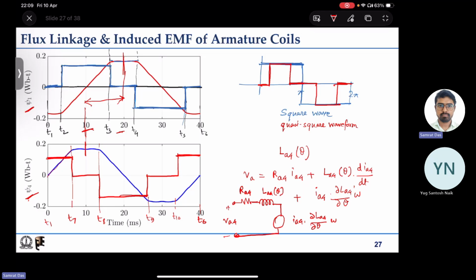But you know that for the armature coil, the entire armature coil, this inductance actually does not vary. Inductance remains constant. Inductance is actually a constant number. Then we use some resistance, and we use some constant back EMF. So how do we get that?